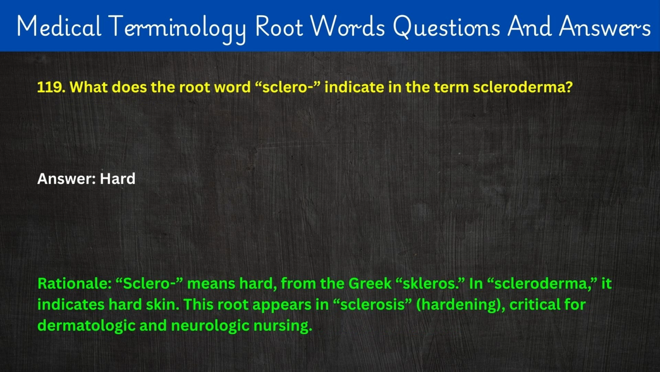119. What does the root word sclero- indicate in the term scleroderma? Answer: hard. Rationale: Sclero- means hard, from the Greek scleros. In scleroderma, it indicates hard skin. This root appears in sclerosis, hardening, critical for dermatologic and neurologic nursing.